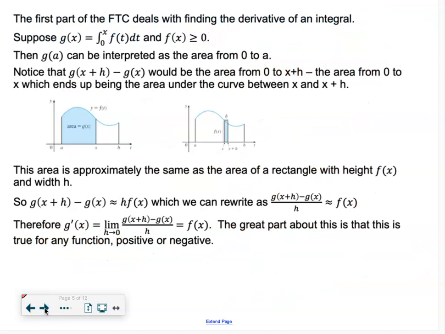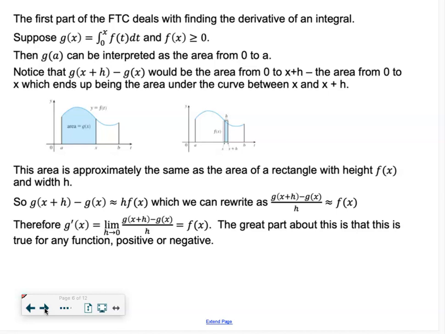All right, now this is the how. You don't have to write this. This is explaining how the FTC is derived. So I'm going to walk you through it. This is not something you have to know. This is just explaining why it works. How did we come up with it? How did they come up with it?